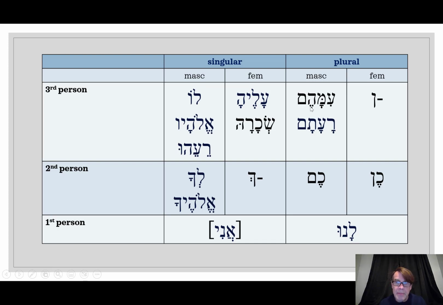So here the mem is where the plural their comes from. We've seen to you, singular masculine, or your God, as in singular masculine person, your God. We've seen lanu to us. Ani is an independent pronoun. I, it stands by itself, but the hirik yod there is the same as what we'll see for the possessive if I were to say my. Okay, these are all things we've seen.